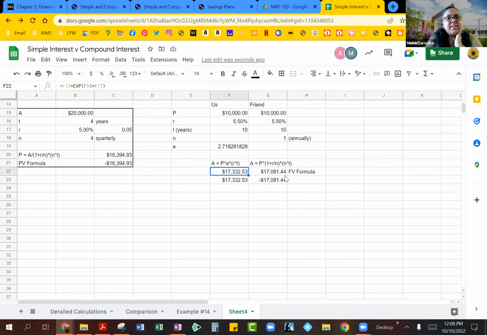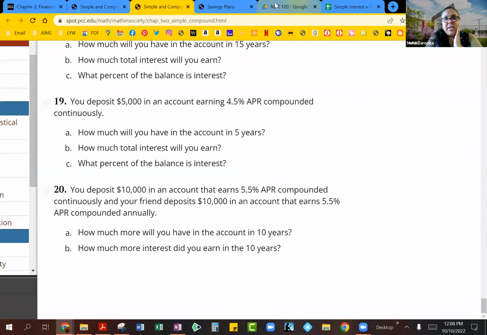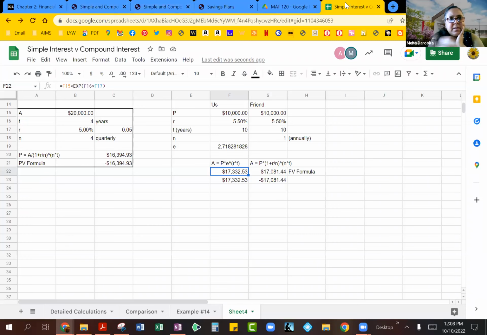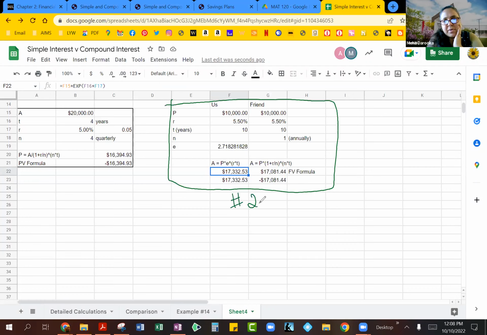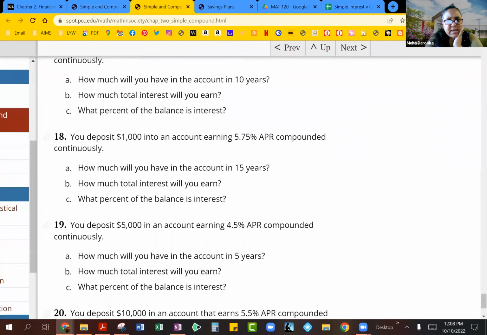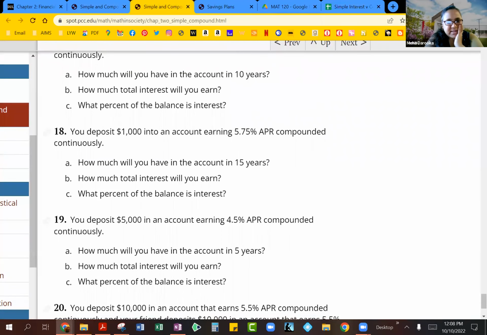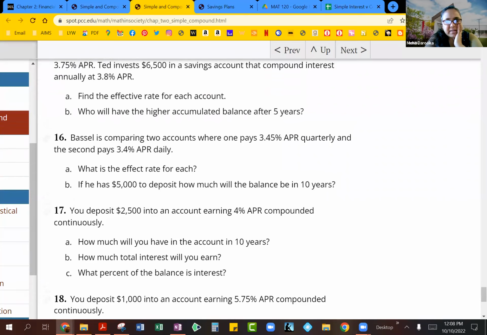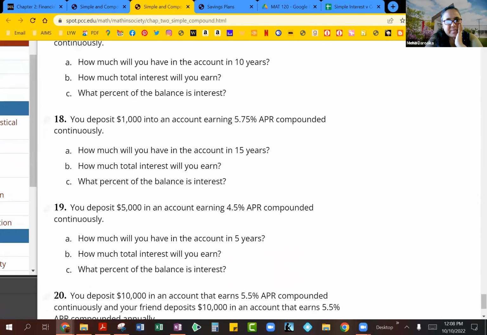Okay, so what was this example number, 20? So this was for problem number 20. Okay, guys, just for practice, let's take a look at one more example about continuous compounding. Let's see, what is this one talking about? This is talking about percent balance, quarterly, daily. Yeah, let's look at number 18.